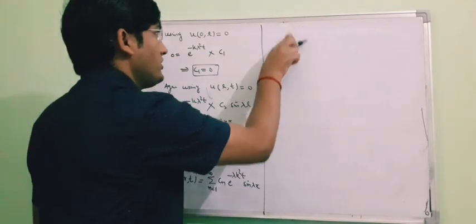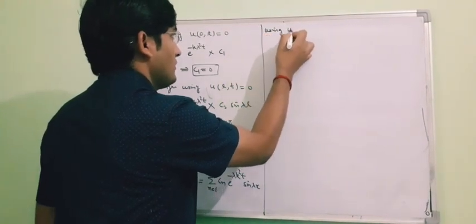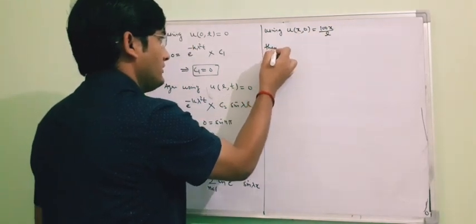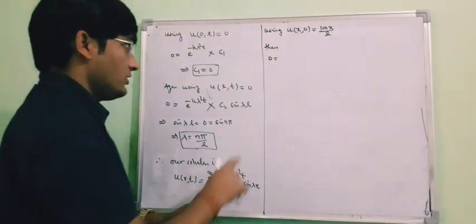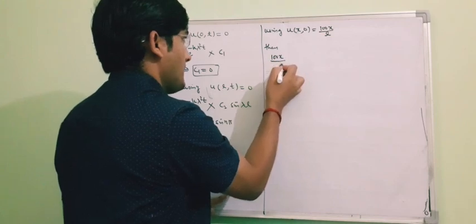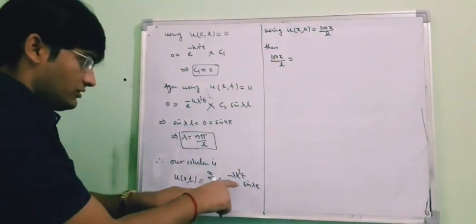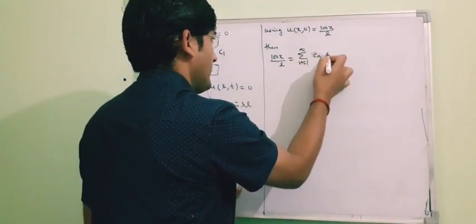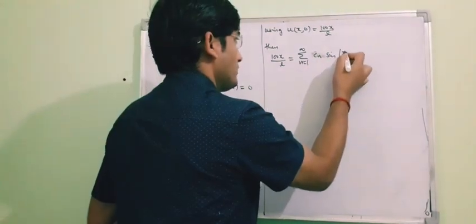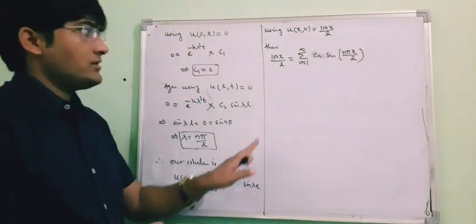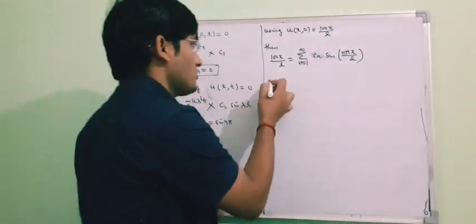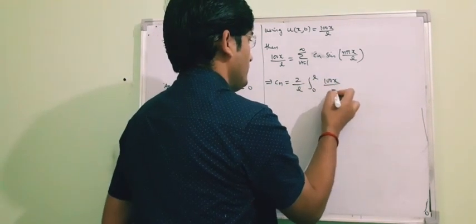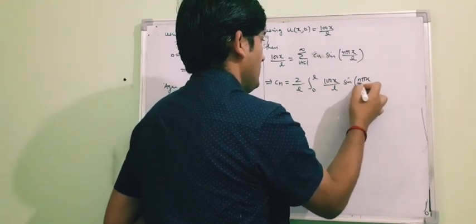Now let us use the third boundary condition, that means when the initial temperature is 100x upon L. Then from here we will have, when time is 0, e to the power 0 will be 1, and on the right hand side we will have Cn sin lambda x, lambda was n pi upon L, so this will be n pi x upon L. Now again you can see that on the right hand side we have a half range sine series, so the Fourier coefficient will be 2 upon L, integral 0 to L, 100x upon L into sin n pi x upon L into dx.